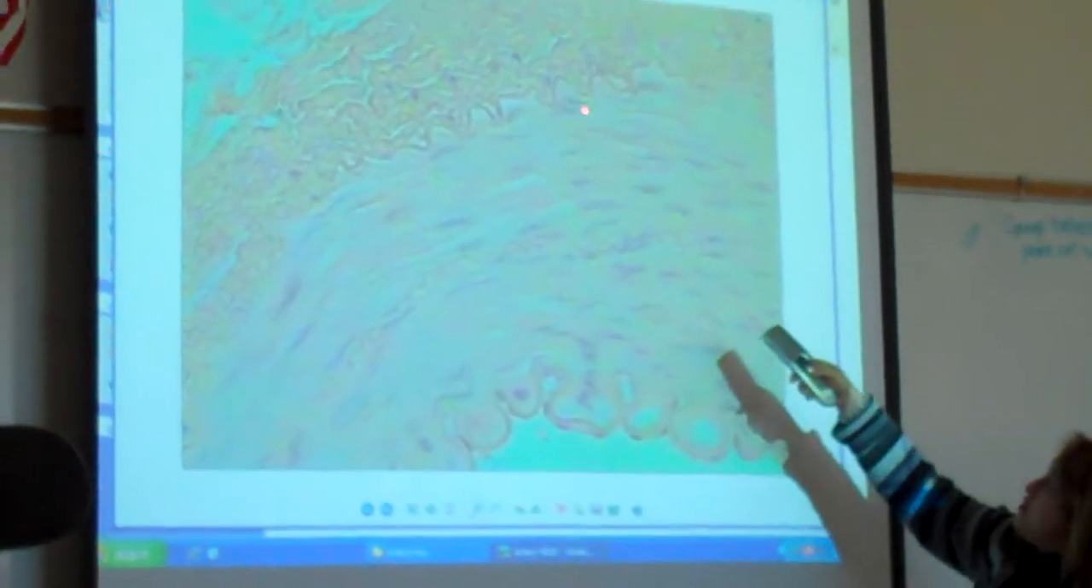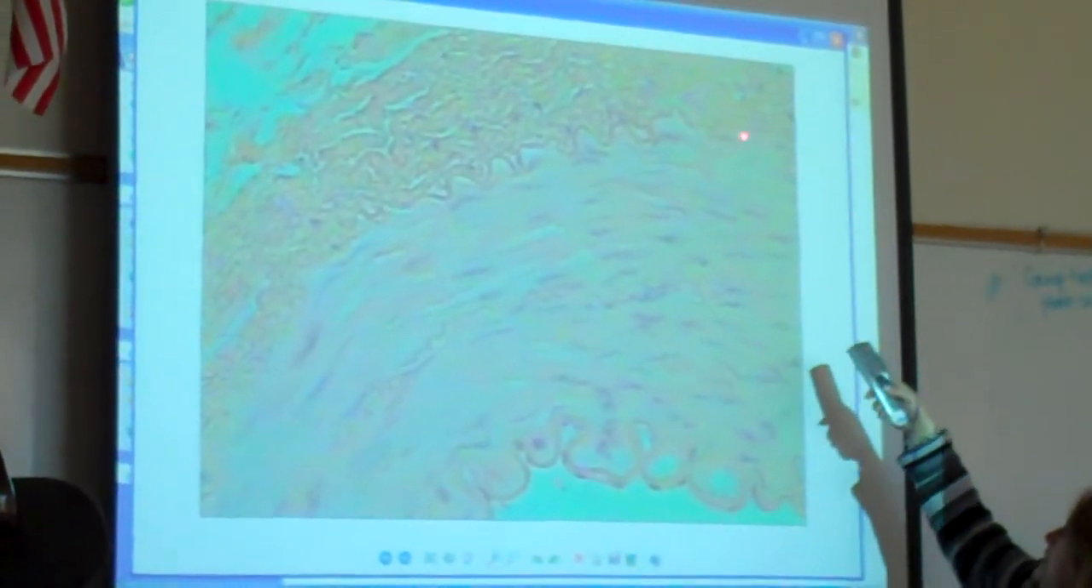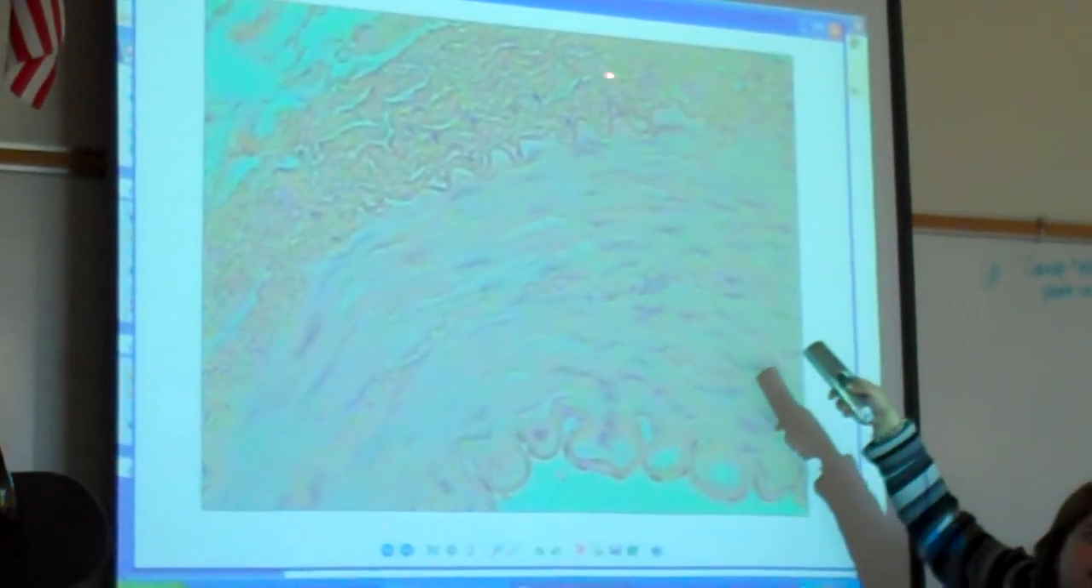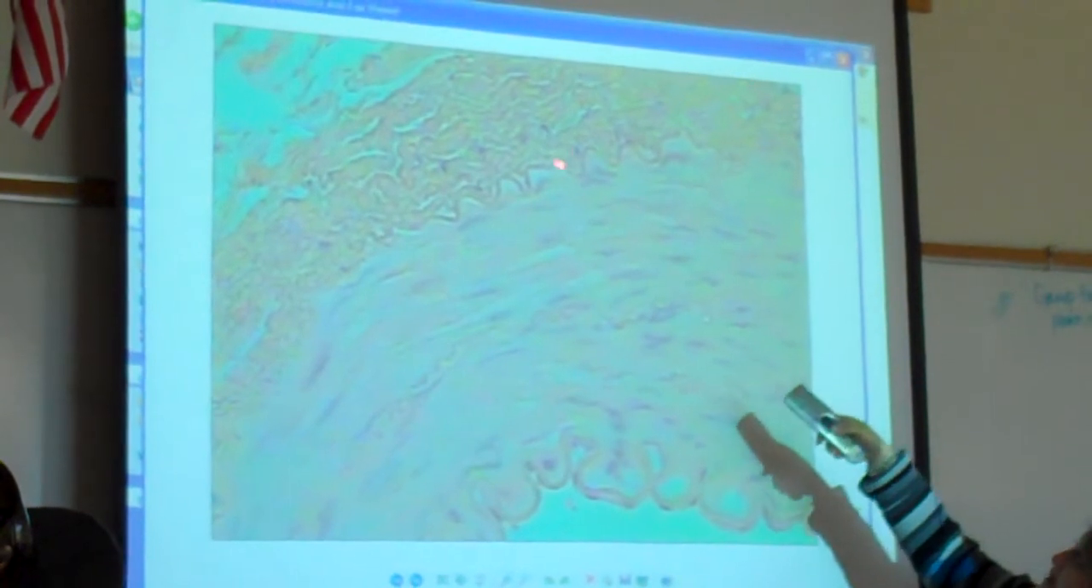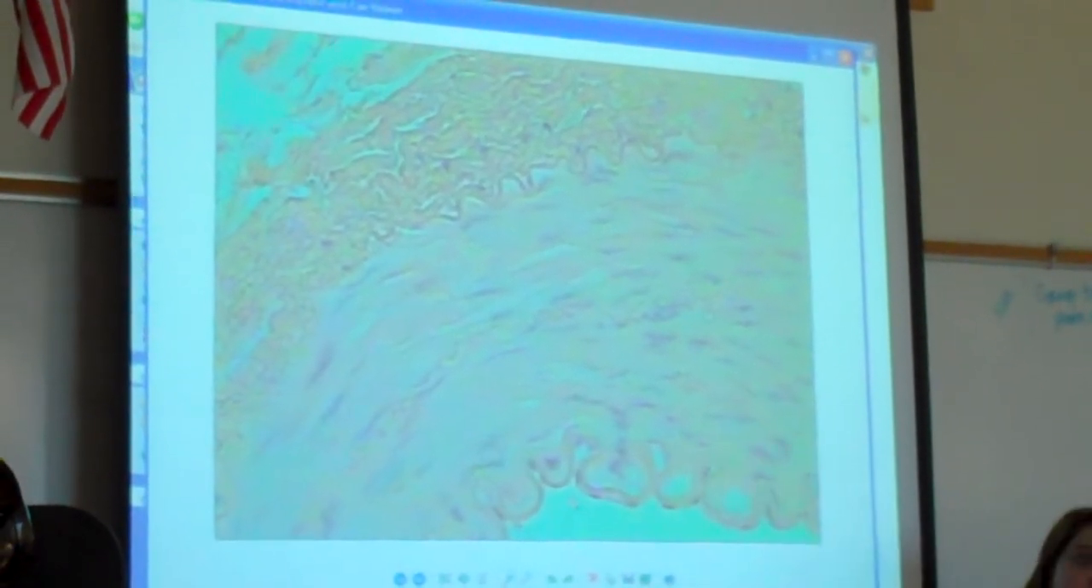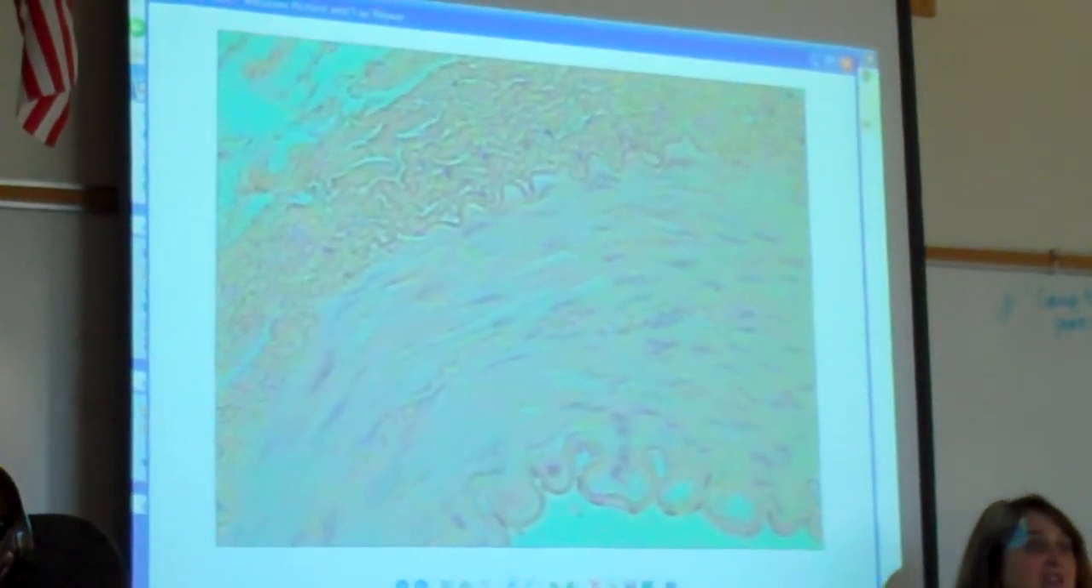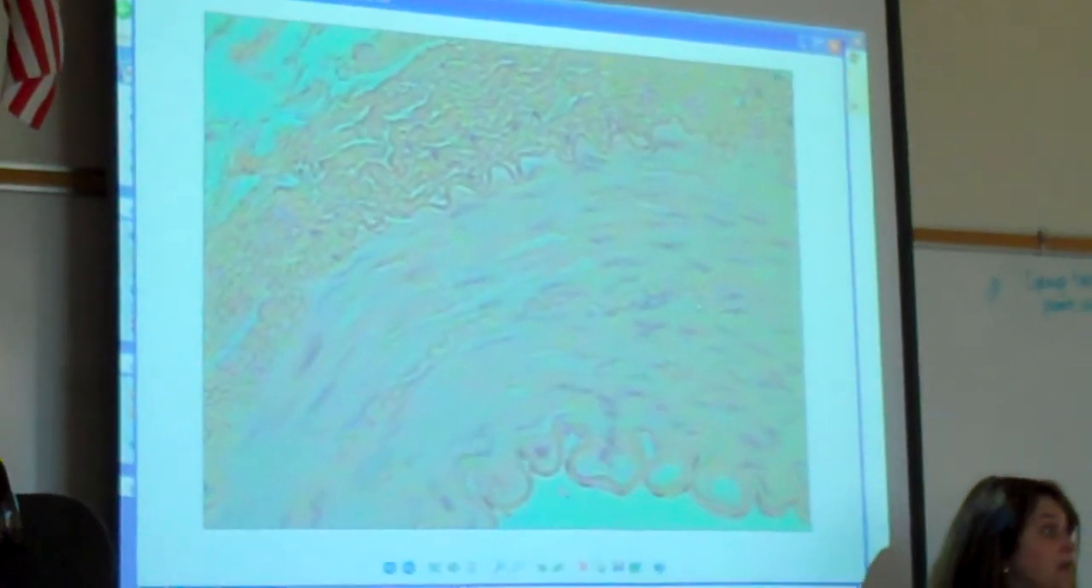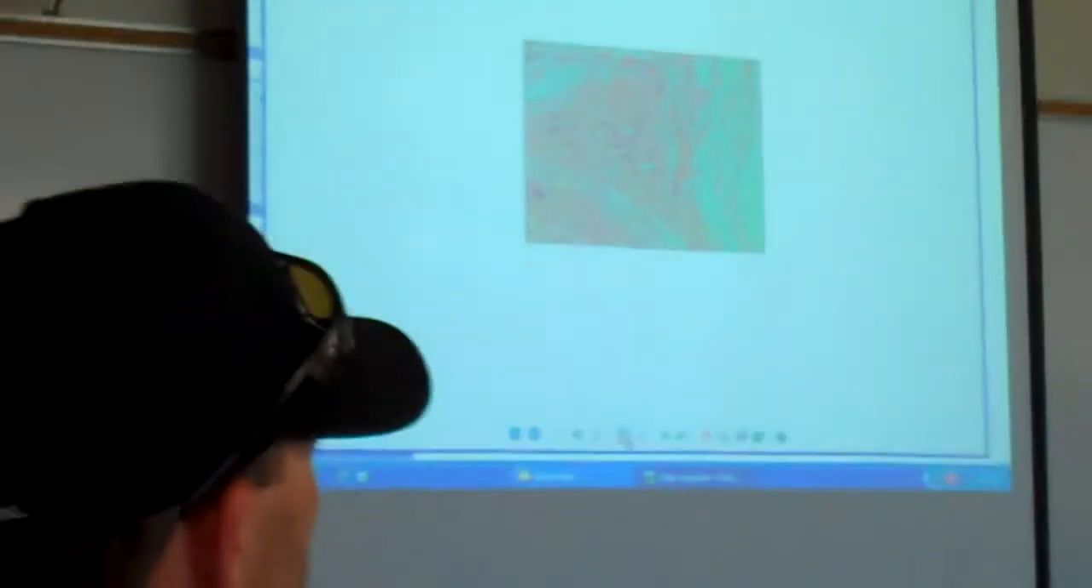It makes sense. So now here I've got this external elastic lamina, and then all of this loose connective tissue, which is called the tunica externa, okay? So I'll have these pictures posted for you online so you can see those. So that's what I want you to find for an artery.